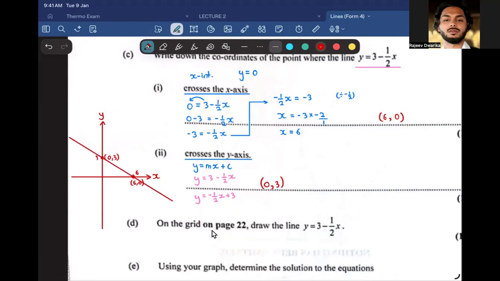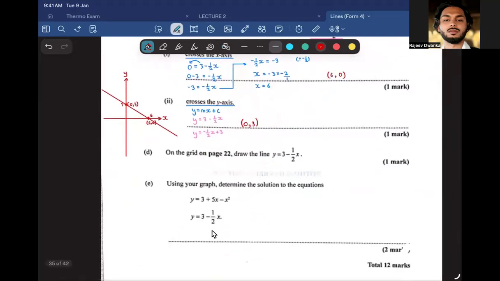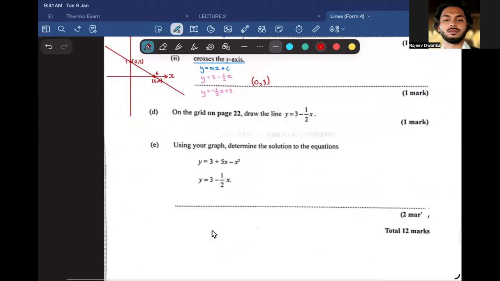That's it, guys. And that's why it's 1 mark. All right, E. Using your graph, determine the solution to the equations.